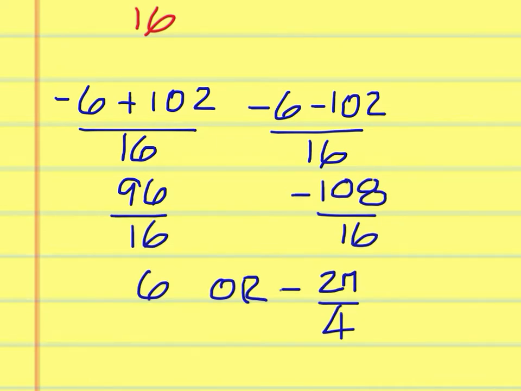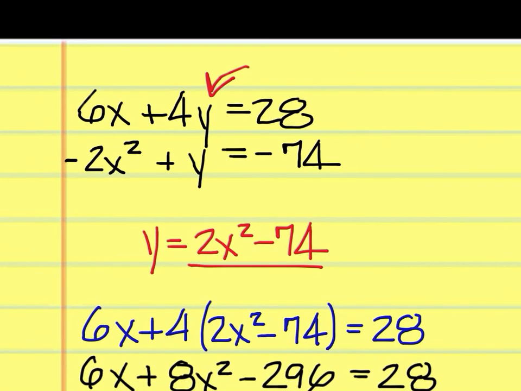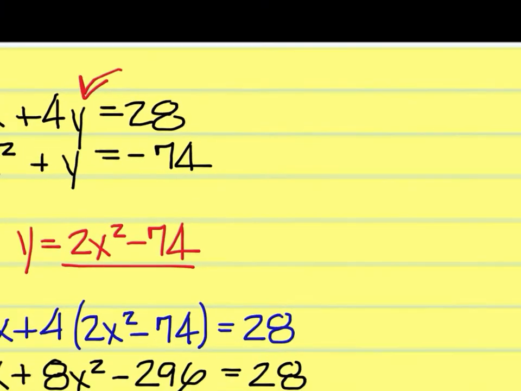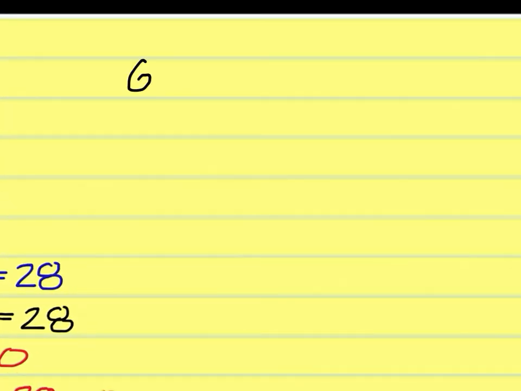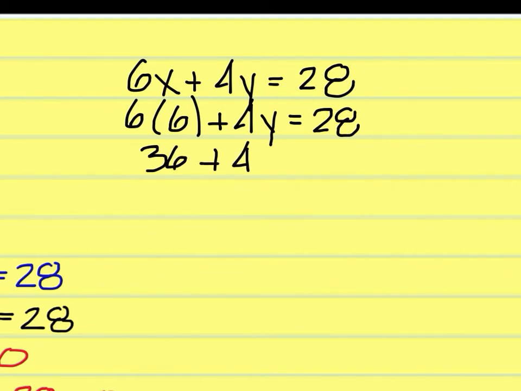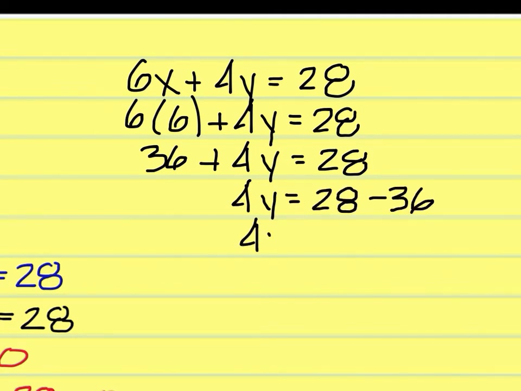The equation we should use is the top one up here, 6x plus 4y equals 28. So 6x plus 4y equals 28, and if I dump in a 6 for x, I'm going to come up with a 36 plus 4y equals 28. And then 4y would equal 28 minus 36. That would give us a negative 8 on the right. Divide the negative 8 by 4 to get an answer of 2.